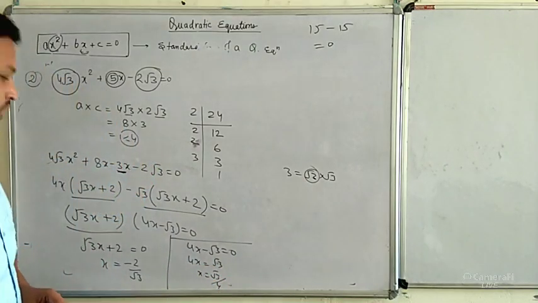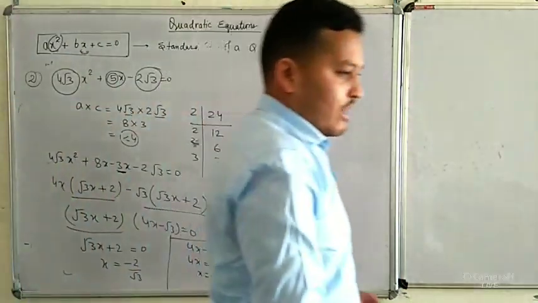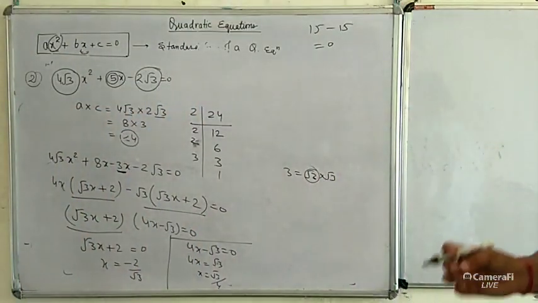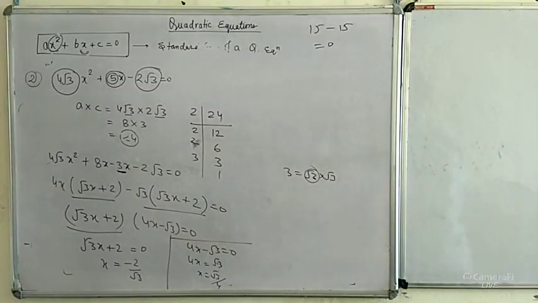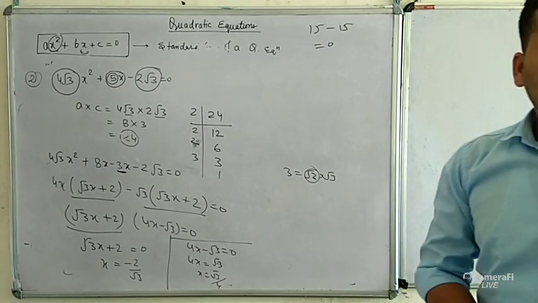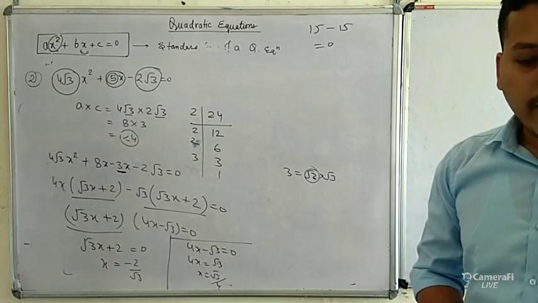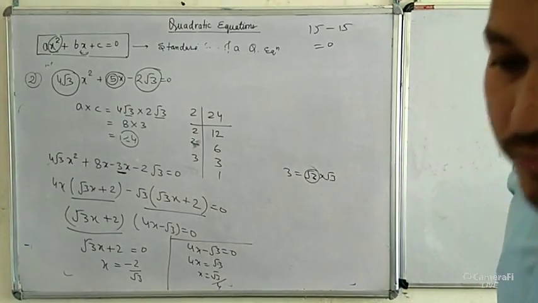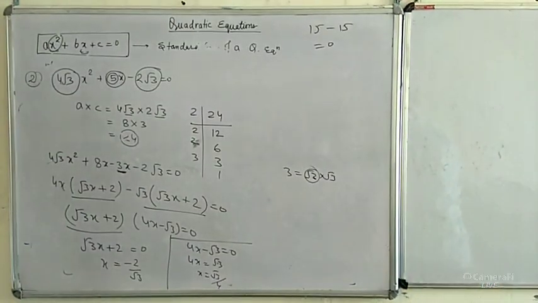So these are the two roots of x, and if you want to verify your answer, you can substitute these two values in the given quadratic equation, and if the left hand side is equal to the right hand side, then our answer will be correct. Okay, so I hope you understand the concept of quadratic equation and how we can solve the quadratic equation.